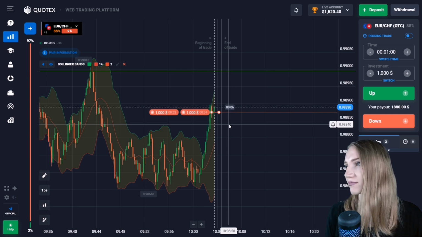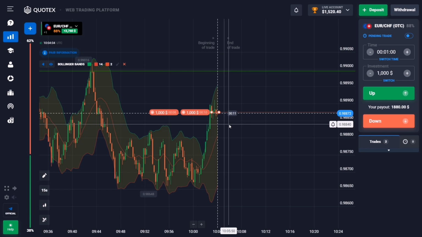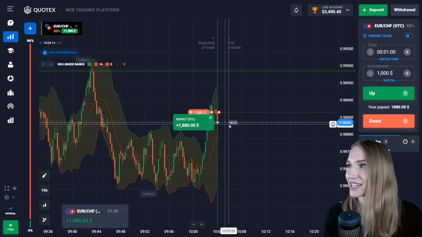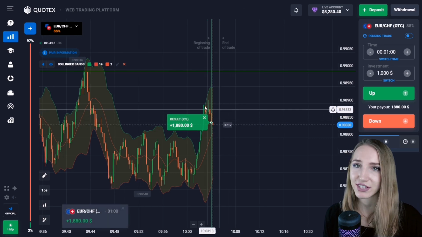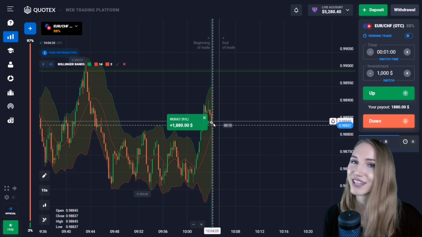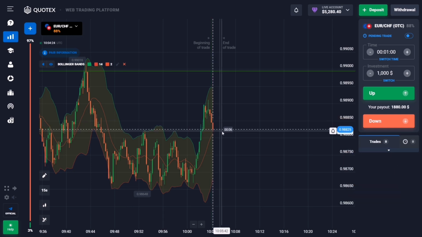Well, let's check it. So that is very good. The slight pullback down happened, the price got to this retracement zone, we got the profit here as well. So let's continue with another situation.